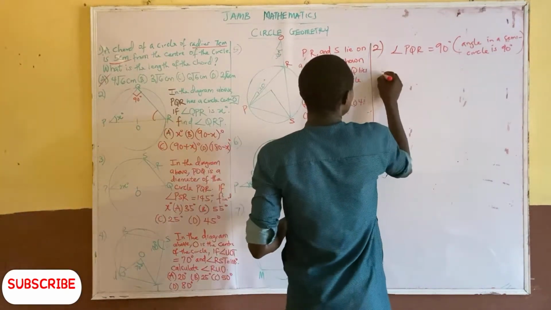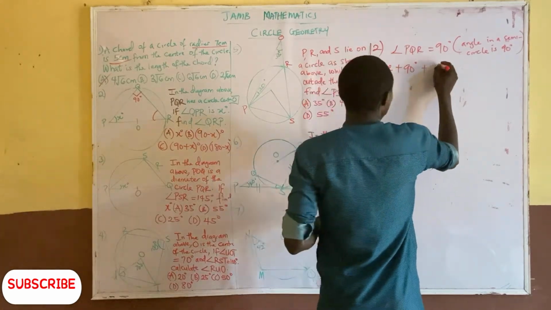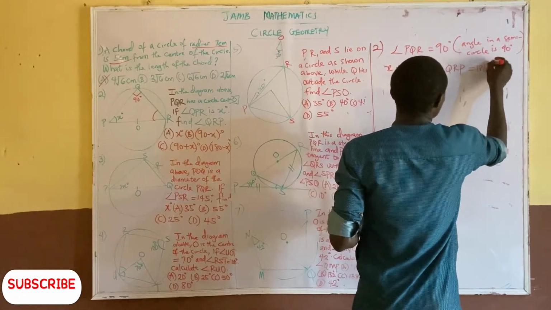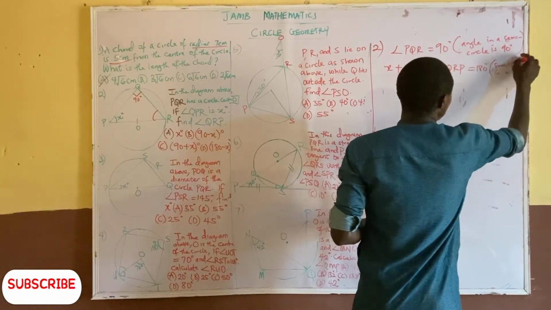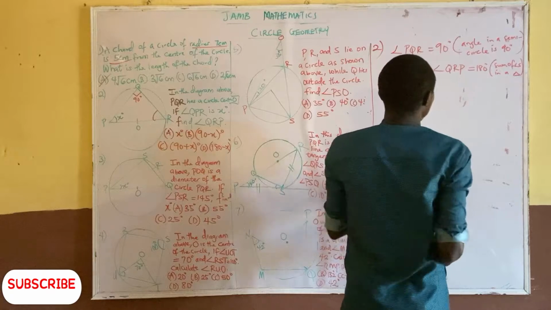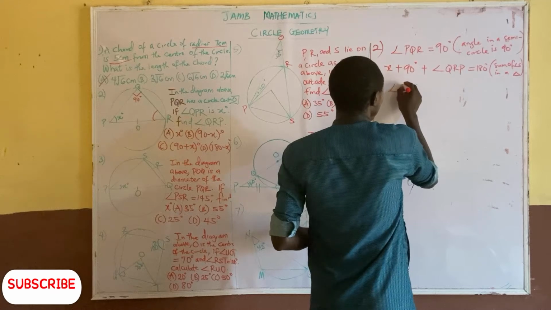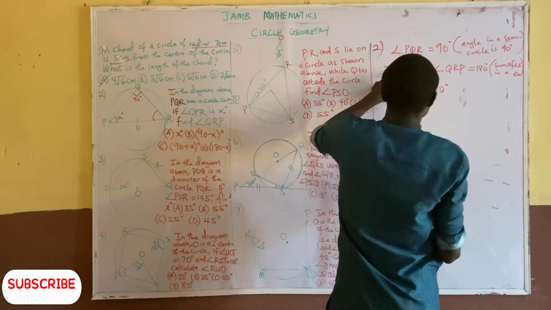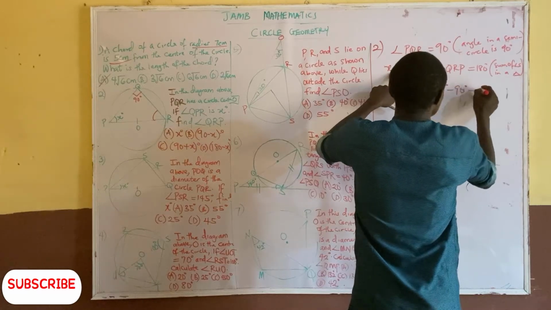So we need that x plus 90 degrees plus angle QRP is equal to 180 degrees. Why? Sum of angles in a triangle. So now we have x plus 90 plus angle QRP equals 180 degrees. You transfer this x and 90 degrees to the other side, so minus 90 degrees minus x.